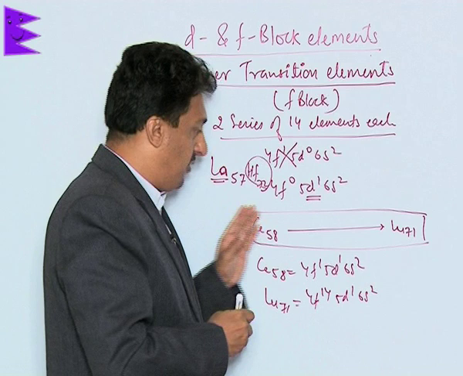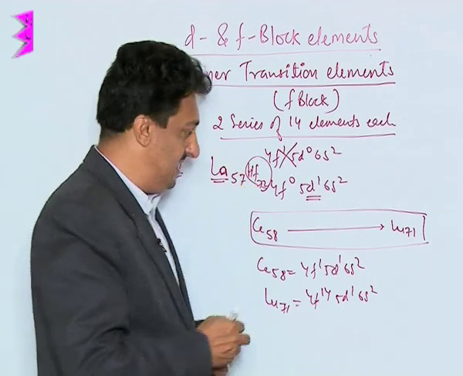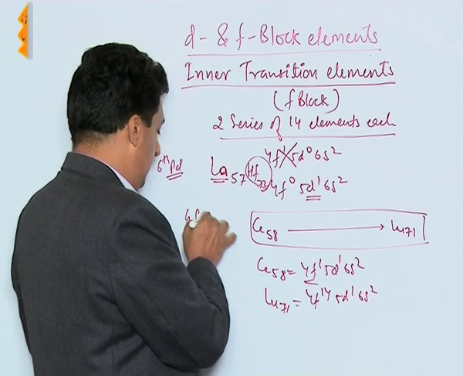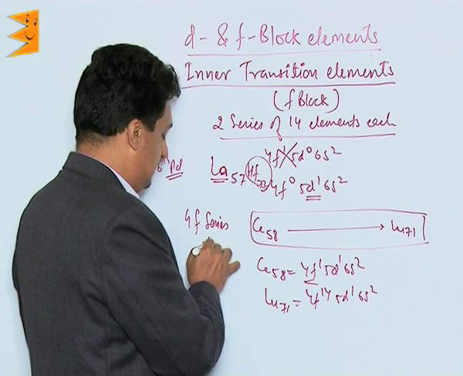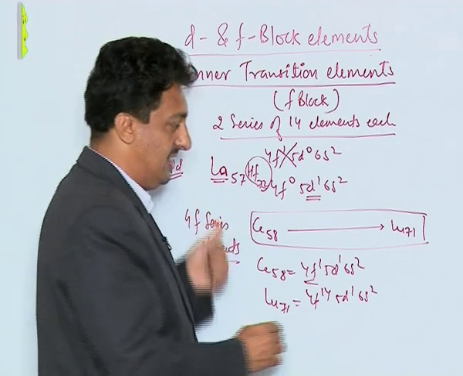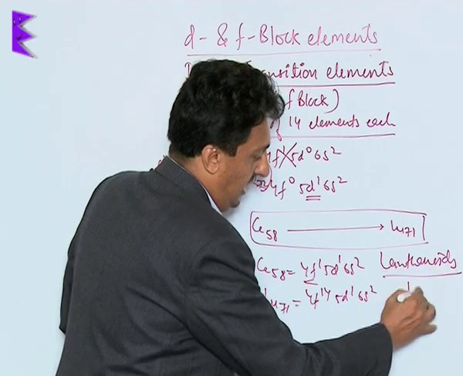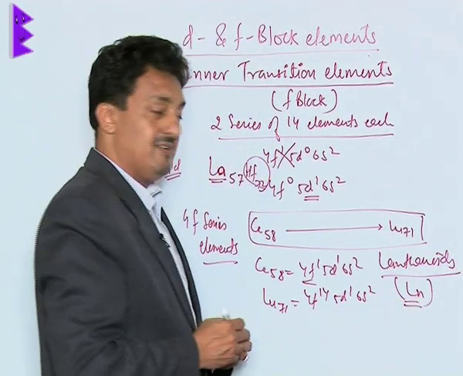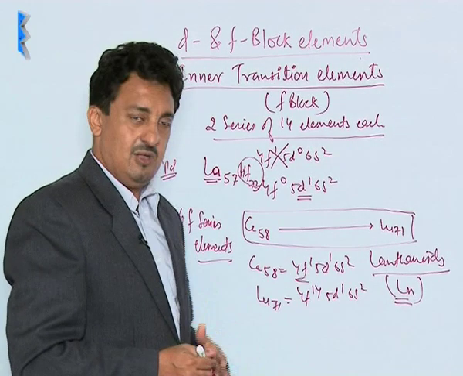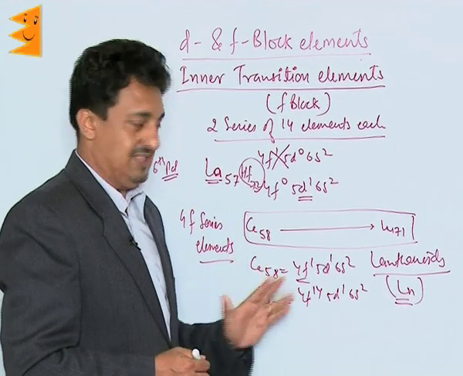So these 14 elements, from cerium to lutetium, are placed separately. Since their electrons are entering the 4f, they are called 4f series elements. And since the starting element is lanthanum, we call them together lanthanoids. We represent them by a common symbol, Ln, because their physical and chemical properties are almost very similar. So this is what we have, the 4f lanthanoids.